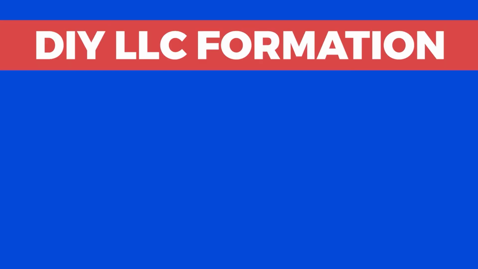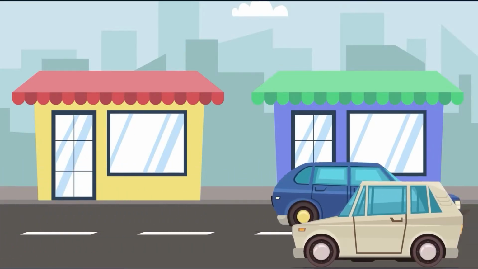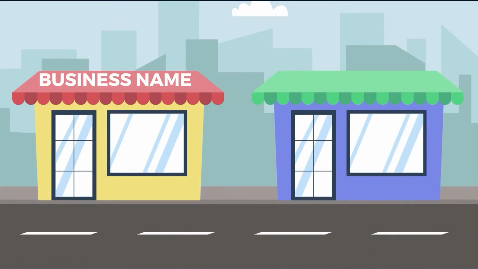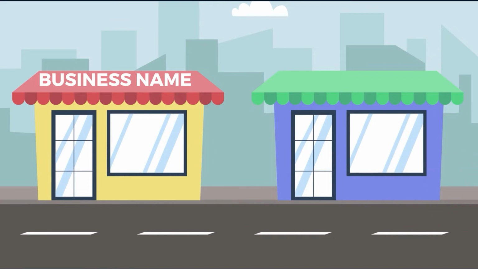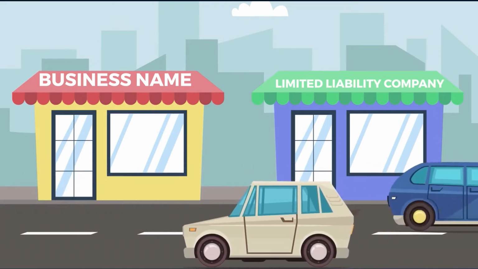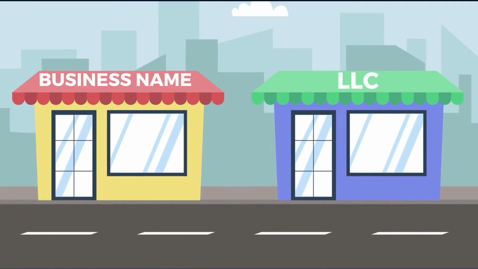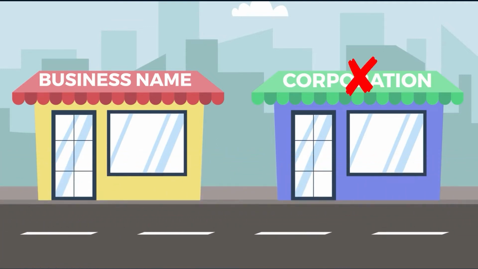Let's first take a look at the steps required for forming an LLC by yourself. Step 1. Name your business. Before anything else, you'll have to think of the LLC's legal business name. Each LLC in Vermont must have a distinct LLC name that is not currently in use. You must include the terms Limited Liability Company or an abbreviation such as LLC. You cannot include phrases such as corporation, which would lead people to believe you are a different business type.